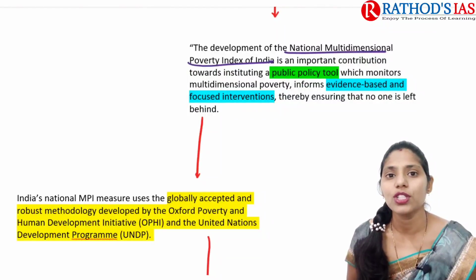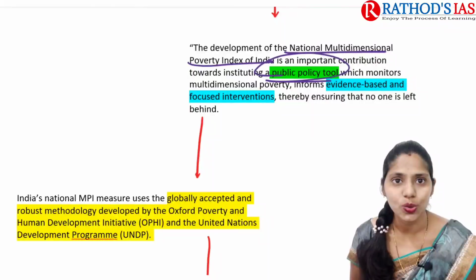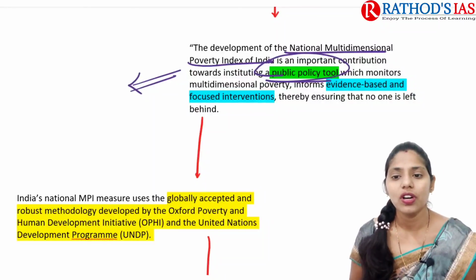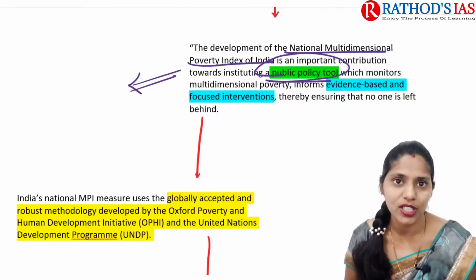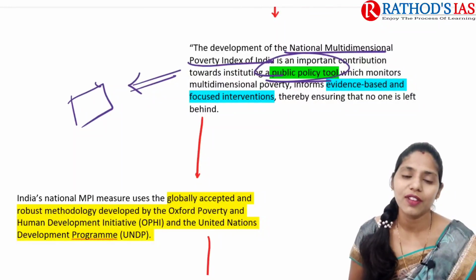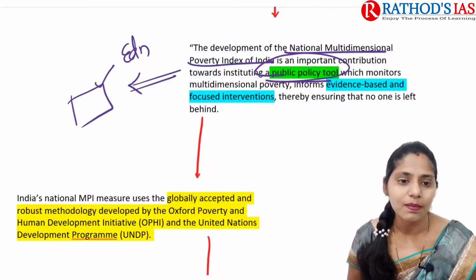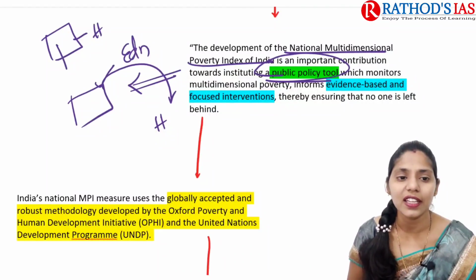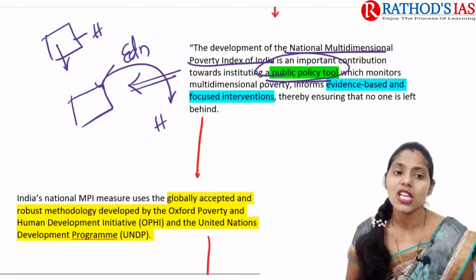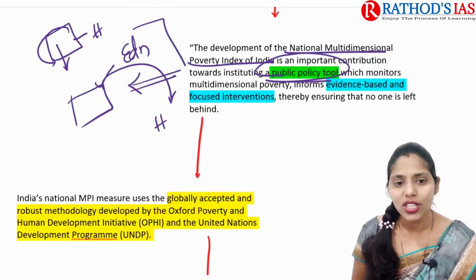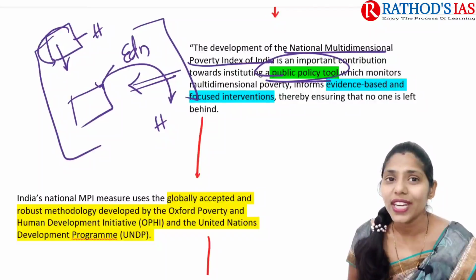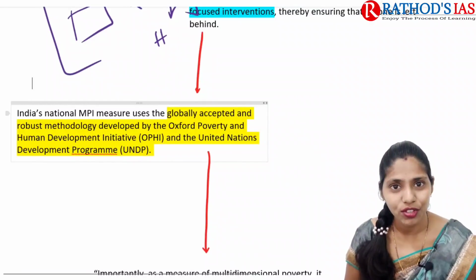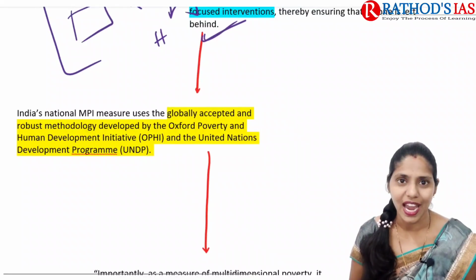Next is the development of the National Multidimensional Poverty Index of India. It is an important contribution towards instituting a public policy tool. Whenever we have this type of data, it is very helpful for coming up with evidence-based, focused interventions. If a state is doing very well in education, we can spend that money in other areas like health. If a state is doing well in health but lacking in education, it can make policy decisions and invest more in education. This type of data and reports are very important for evidence-based and focused interventions, helping ensure that no one is left behind.